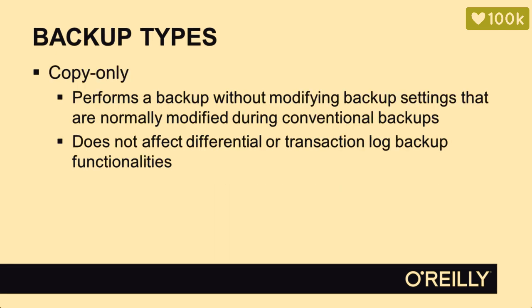Copy only backup. This is where a backup is performed. It just copies the data that's there, but it doesn't affect any archive bits that exist on files. Because keep in mind, I mentioned we can take a full backup and then we can do a differential. Well, how does the system know what's changed since the full backup?